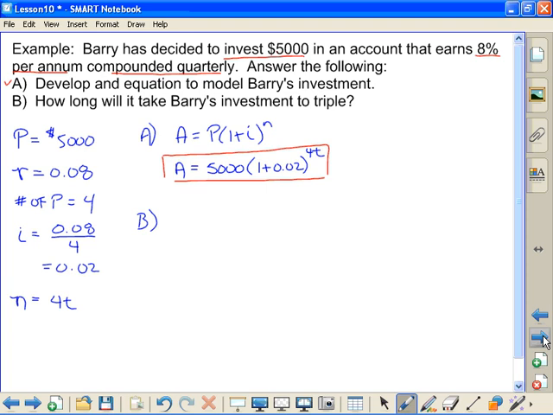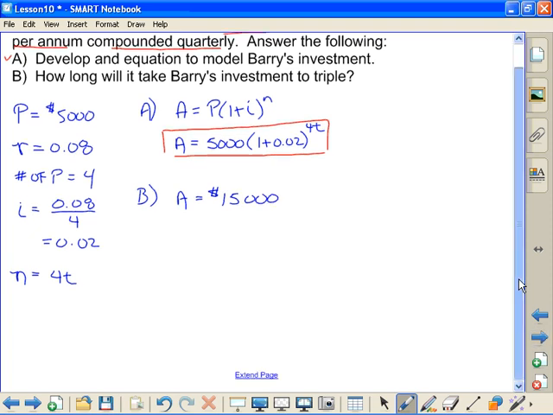So how long will it take his investment to triple? That means the amount is going to be 3 times greater than what he put in. So now it's going to be 15,000. Plugging into the model, 15,000 equals 5,000, bracket 1.02 to the exponent 4t.